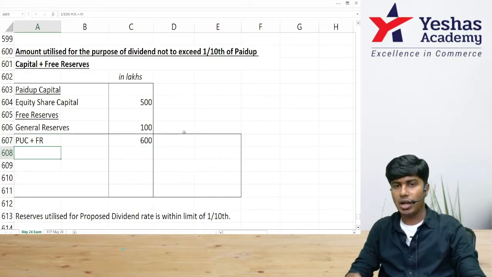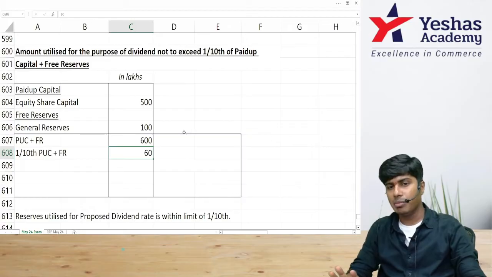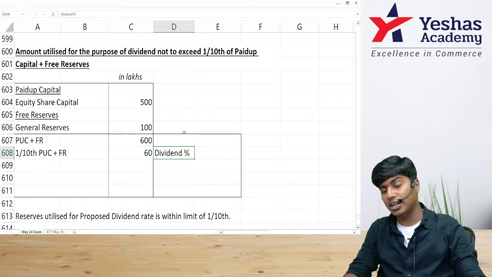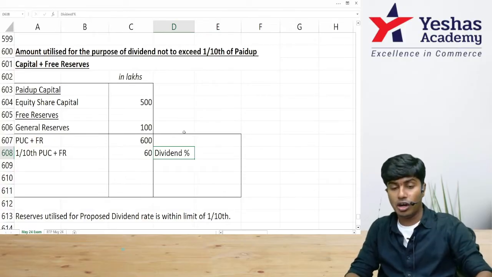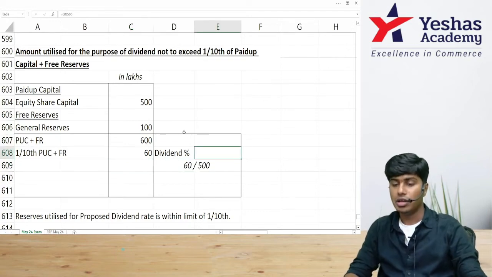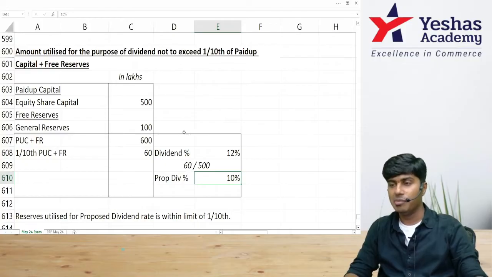If I am supposed to take 1/10 of PUC plus free reserves, that is 1/10 of 600, that is 60. Maximum I can use how much? 60. If I am using 60, what percentage of dividend am I declaring? 60 is dividend declared for paid up capital of 500. Please do 60 by 500. 12%. But the dividend proposed is how much? Is it within limit? Yes.